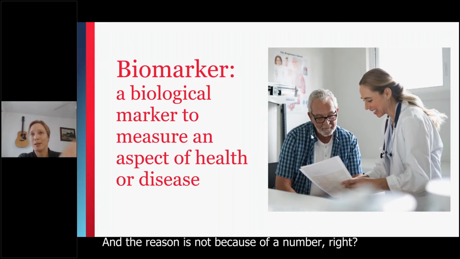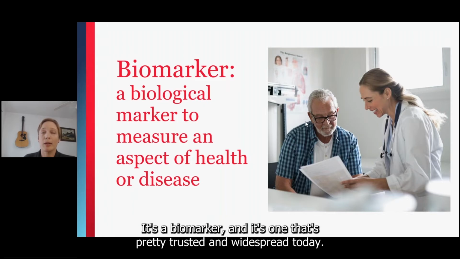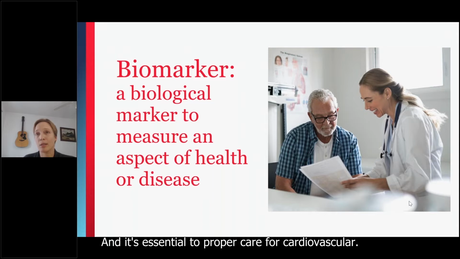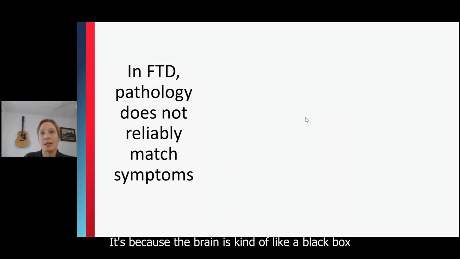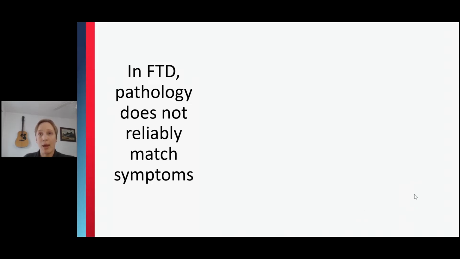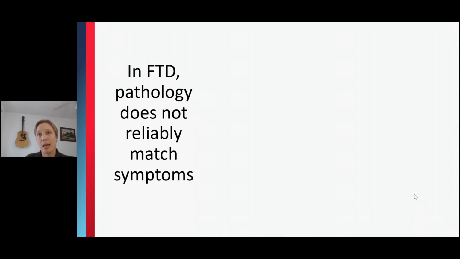And the reason is not because of a number, right? The number is a biomarker for your risk of a stroke or heart disease. It's a biomarker, and it's one that's pretty trusted and widespread today, and it's essential to proper care for cardiovascular disease. So in FTD, biomarkers are critically needed. And in a lot of ways, it's because the brain is kind of like a black box that does not always reliably match what you see on the outside. Or framing that in a different way, the pathology or the causes of damage do not reliably match the symptoms.